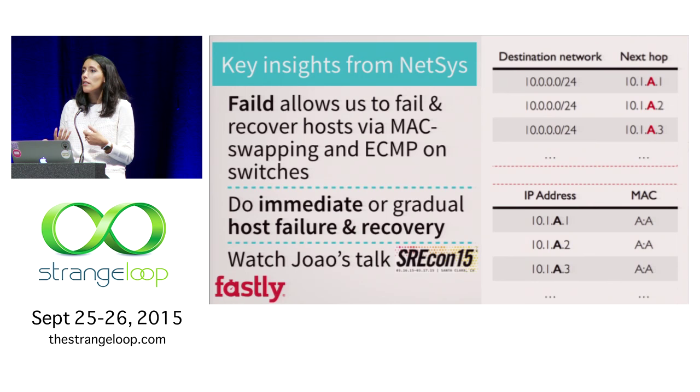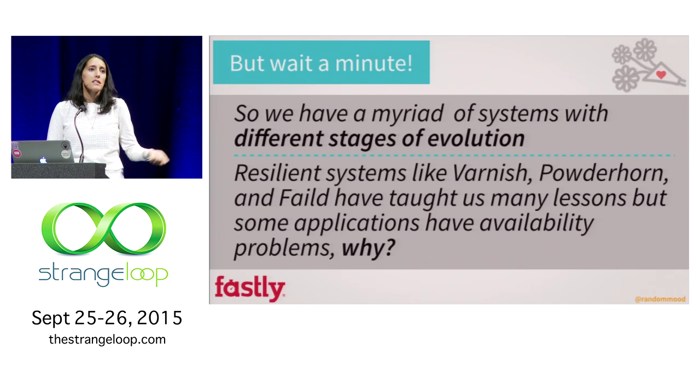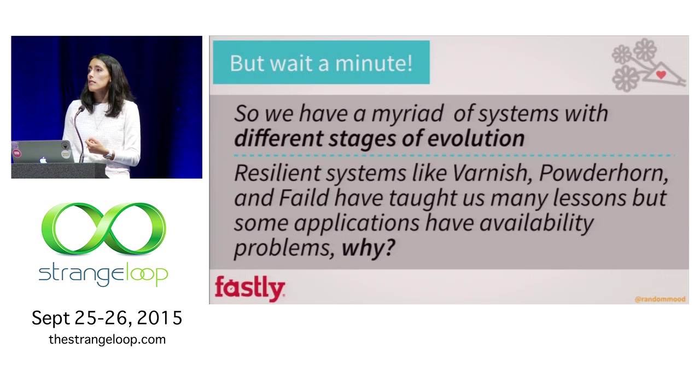So, all right. But you may say, wait a minute, we have a myriad of systems then. Why were you where you were whenever you started investigating this? What I learned is that in every organization, you're likely going to have a lot of systems, and they all have different stages of evolution. So we have resilient systems like Varnish, Powder, Hone, and FailD. They have taught us many lessons, and they have taught us how to do things well. But some applications still have availability issues, because I told you this.